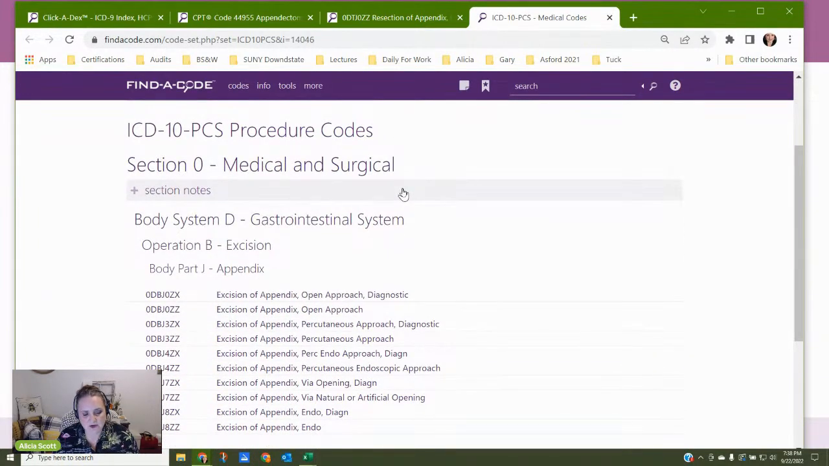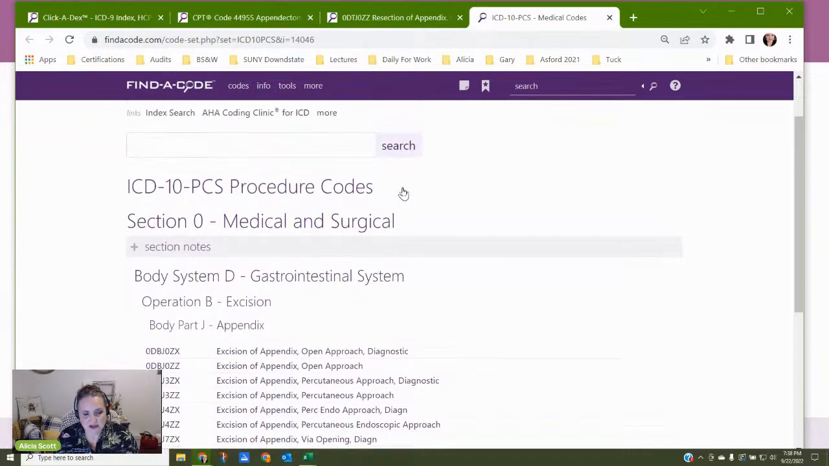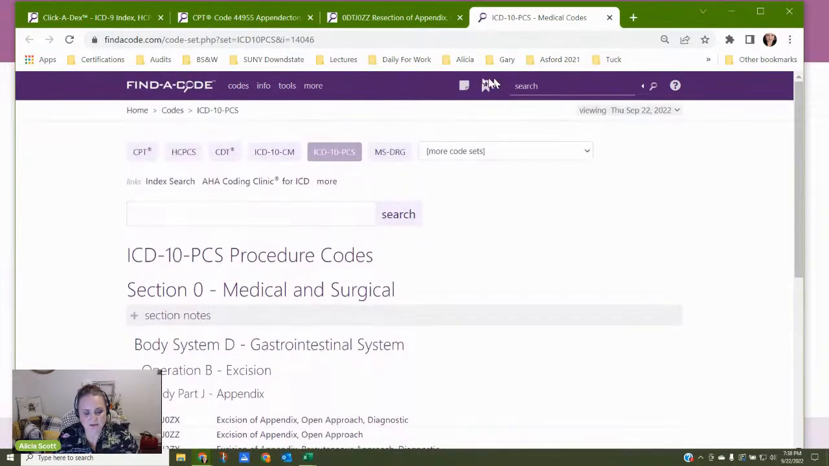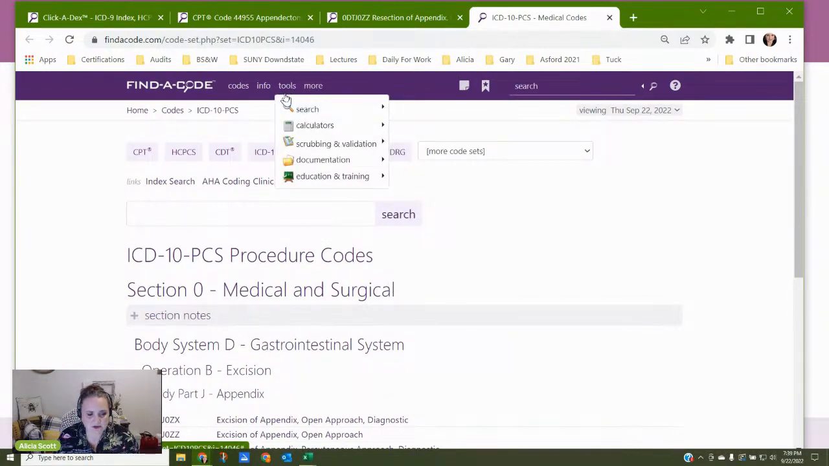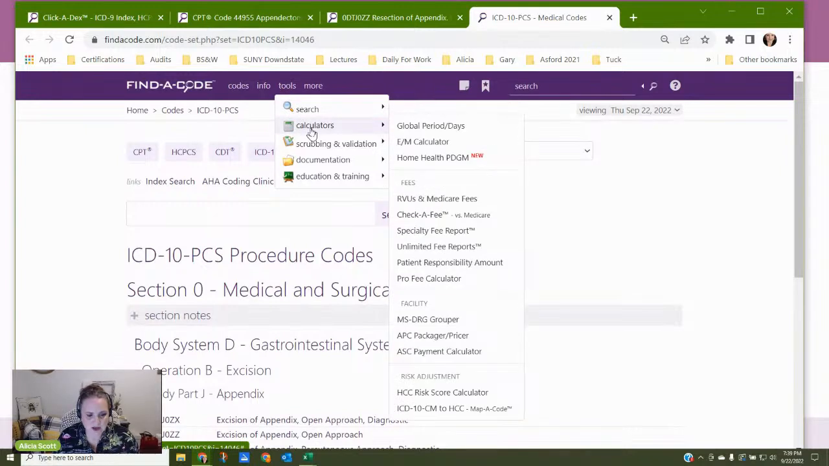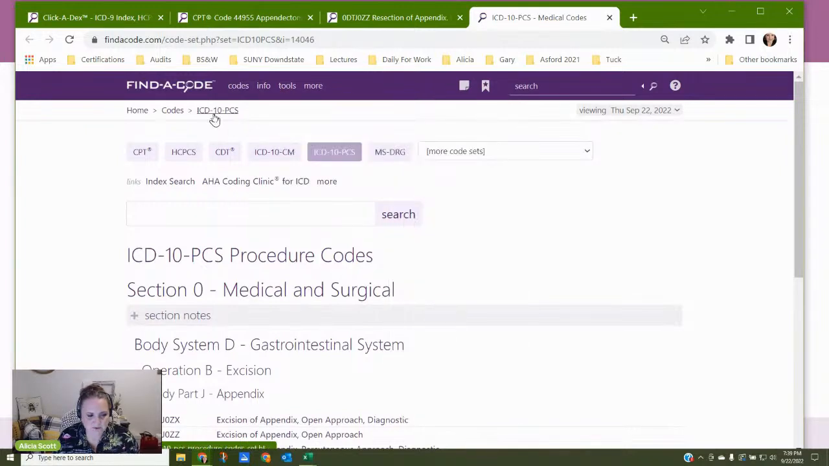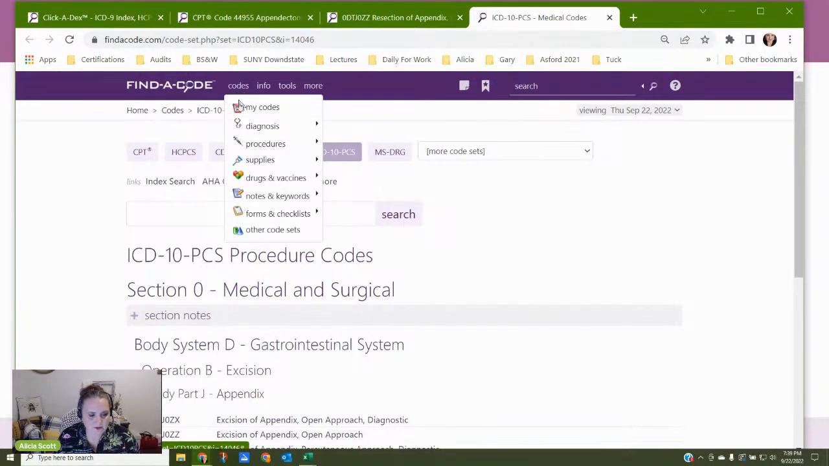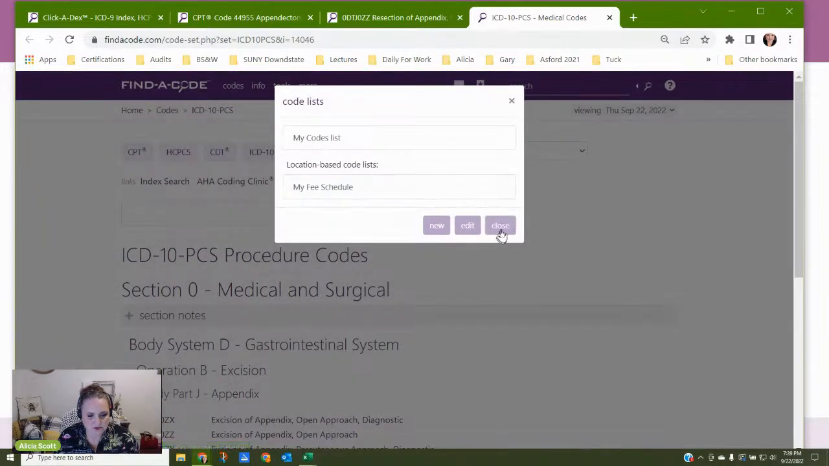However, you really got to know what the difference between an excision is and not. But let me show you one more tool though. This is really cool. We are going to do search. I want to build a code. Let me go back into codes, close.